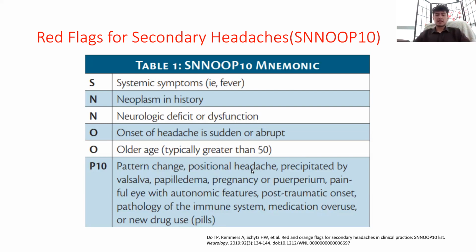And positional headache, and I can give an example as medication overuse headache for positional headache, and precipitated by Valsalva, papilledema, like intracranial pressure increase, pregnancy or puerperium, pain, full eye with autonomic features, post-traumatic onset, pathology of the immune system, medication overuse, or new drug use.